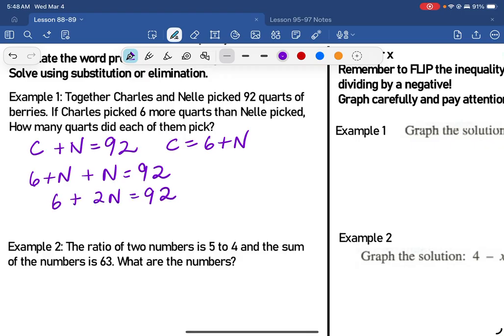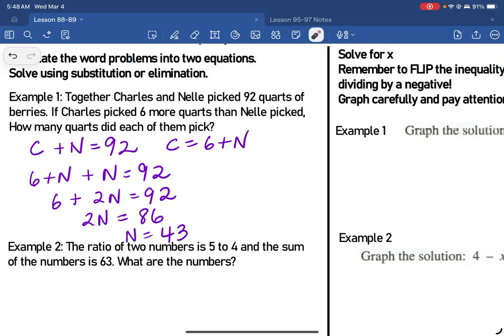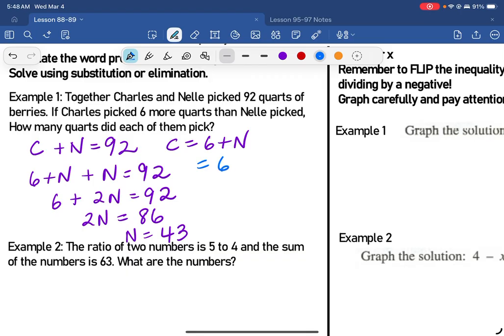Then we're going to subtract 6 from both sides, so that's 86. And then we're going to divide by 2, so we know that n is equal to 43. Well, if n is 43, we can find Charles by putting the 43 in right here. So let me get a different color, and we'll do 6 plus 43, and that is 49. So Charles picked 49, and Nell picked 43.